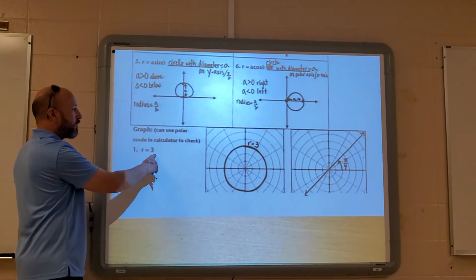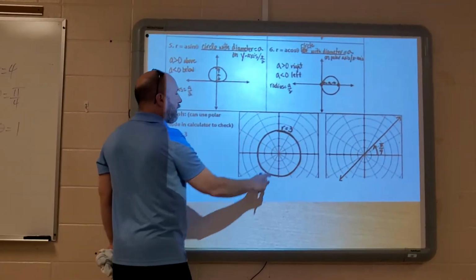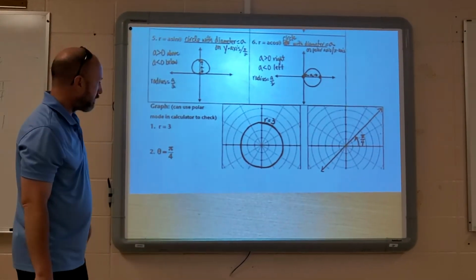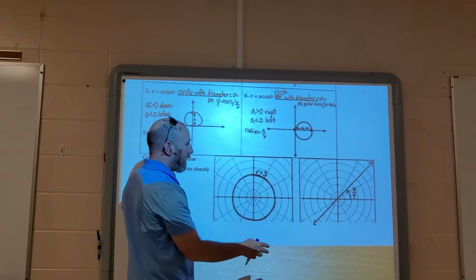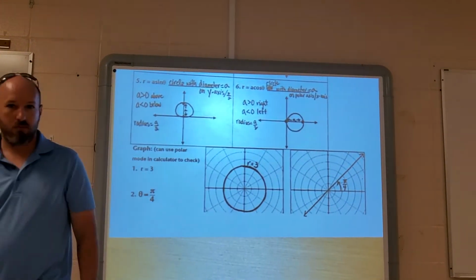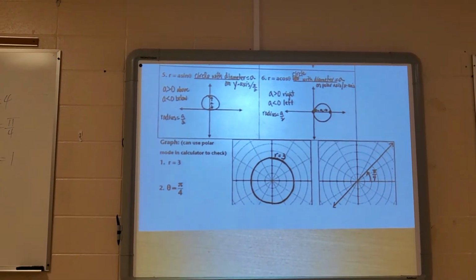But this one's pretty simple. It just says r equals 3. And we said earlier, if it's an equation where it's r equals a number, that's a circle with a radius of 3. Okay? Theta equals pi over 4. I gave that specific example. That's a line at pi over 4. Okay? These aren't too bad. You're just kind of drawing graphs.